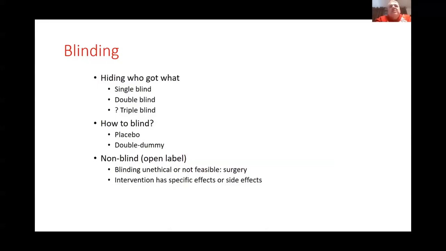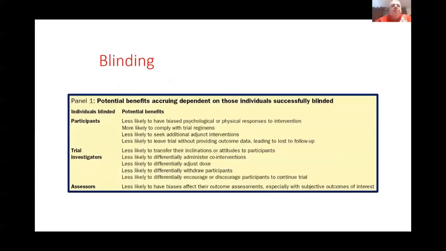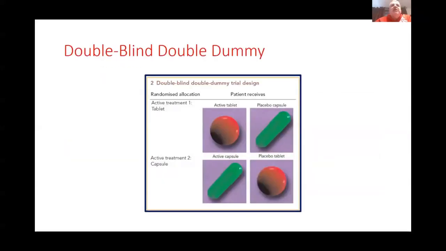So how to blind? Usually by using placebo or double dummy. We'll talk about it. Sometimes, when we compare two surgical acts, laparoscopic versus open surgery, it's not possible to blind. That's what we call an open label randomized clinical trial, because blinding is unethical or not feasible. When the intervention has specific effects or side effects, that is what does not allow us to have blinded clinical trials.